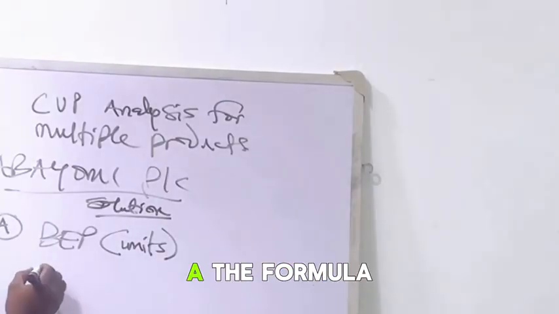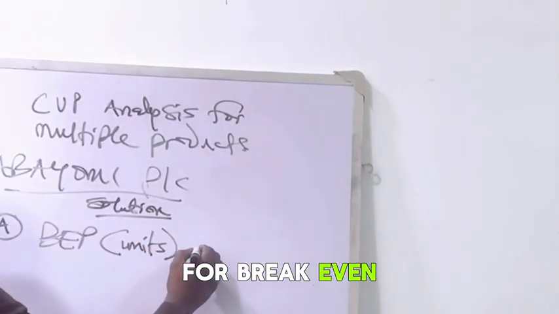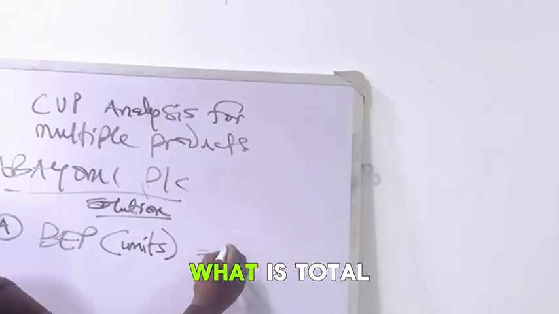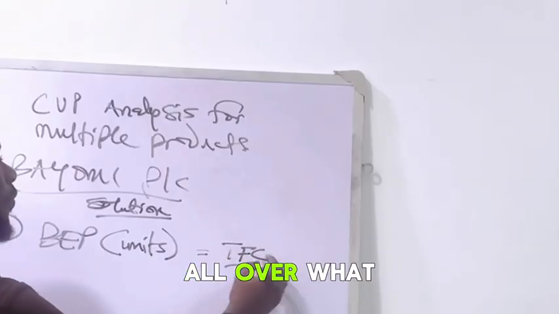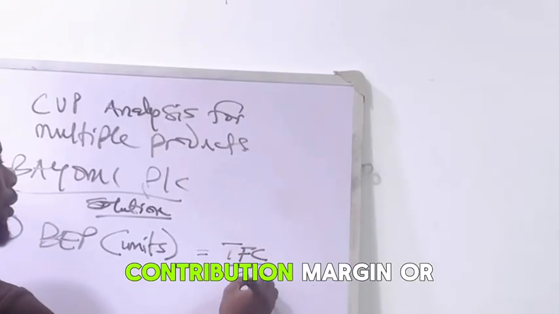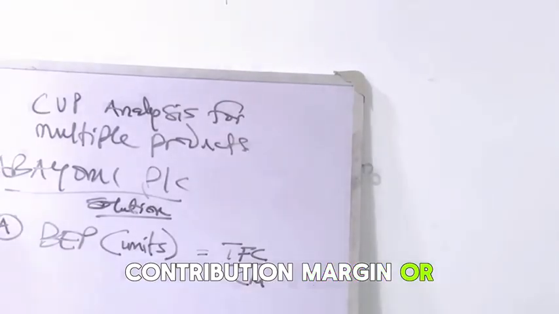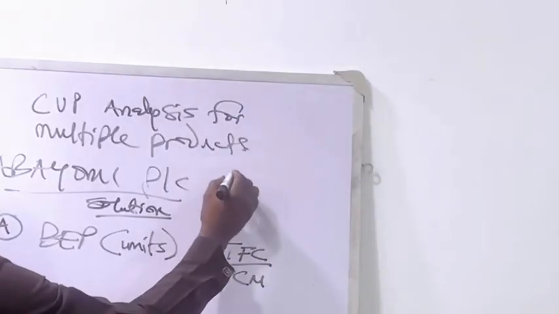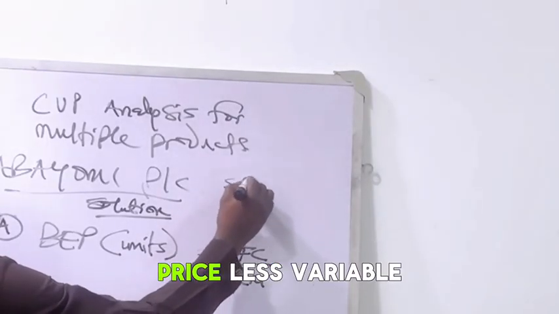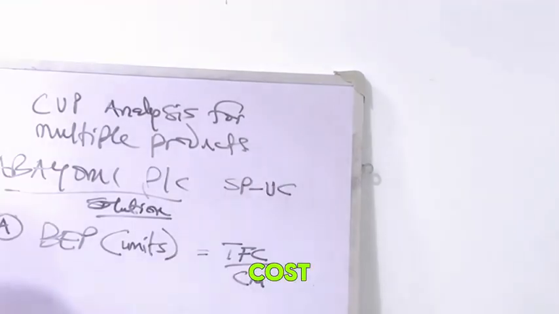Now we have A. The formula for break-even point we know is what? Total fixed costs all over what? Contribution margin, or just contribution if you want. Then you ask yourself, what is contribution? Contribution is selling price less variable costs.